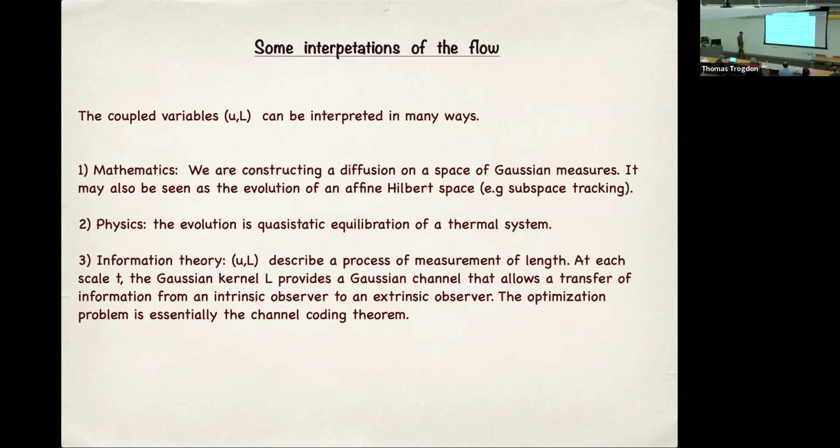One of the things is just the choice of variables. It turns out that these variables can be interpreted in many different ways. One way of thinking about it, at a fancier mathematical level, is that what's really going on is that I'm constructing a diffusion on a space of Gaussian measures. Another way of thinking about it is that what I'm really writing out is a diffusion of an affine Hilbert space. You've got this kernel which is moving, and that kernel is actually a reproducing kernel. So there's a Hilbert space that you're moving, and the Hilbert space is centered at the point u_t. So you're really moving this affine subspace.